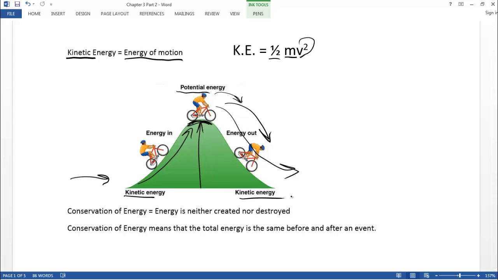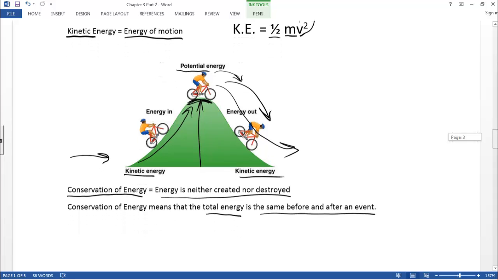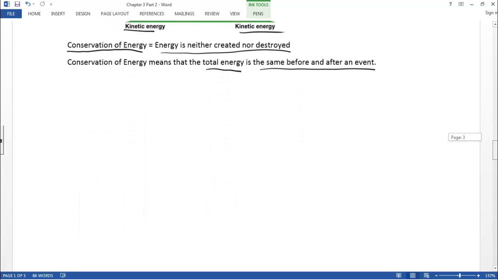Now, potential energy and kinetic energy, they kind of go hand in hand, but it's not just those two forms of energy. It turns out that all forms of energy kind of go hand in hand. It makes up a law called the conservation of energy. This law states that energy is neither created nor destroyed. It really just gets transferred or transformed. Or in other words, the total energy is going to be the same before and after an event. Okay, so we'll see lots of examples of that in the homework and as we look at other chapters.